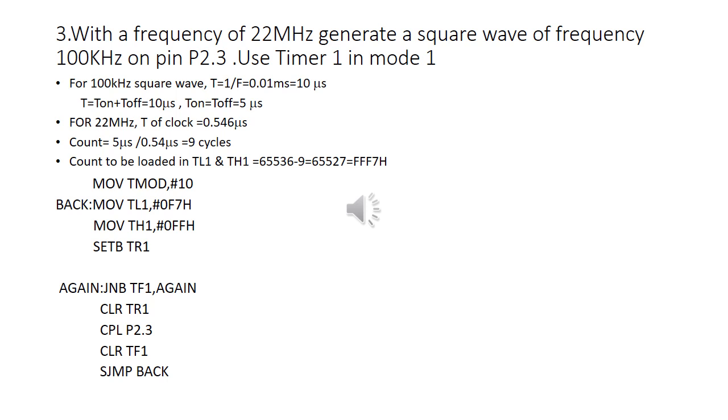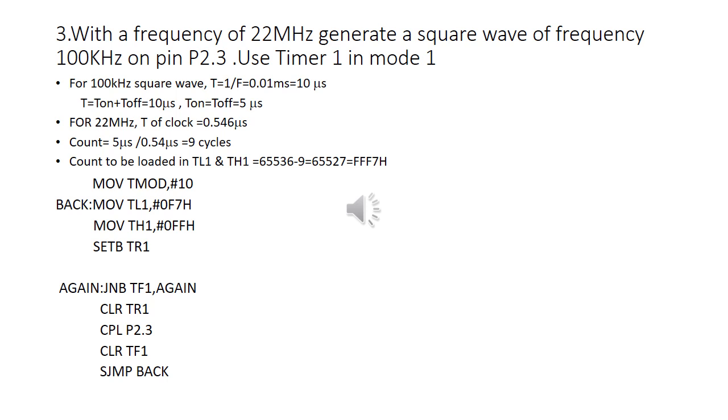The count value, how you are going to calculate it, will be the delay generated by this timer divided by the time period of the clock of the crystal oscillator frequency. So it is 5 microseconds divided by 0.54 microseconds. That will be equivalent to 9 cycles.